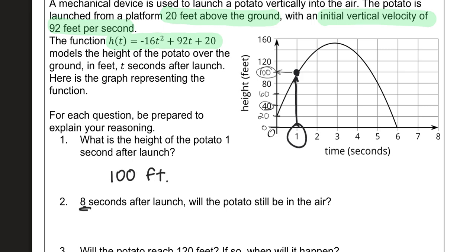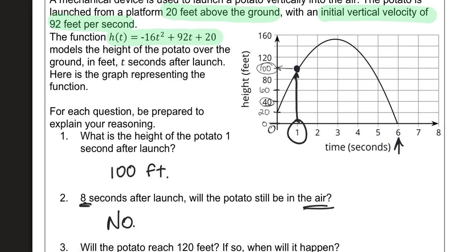Number 2: 8 seconds after the launch, will the potato still be in the air? If we follow this path, it starts at that 20 off the ground, goes up, comes back down, and this is at 6 seconds. And then 8 seconds is all the way over here. This bottom part here is representing the ground, so the potato can't go through the ground. Will the potato still be in the air? No, it will not, because this is the point when the potato hits the ground. So it is no longer in the air.